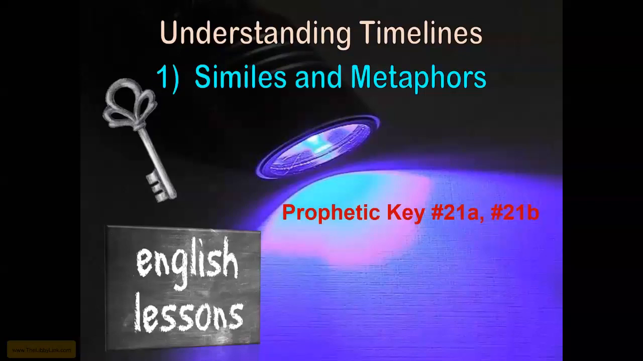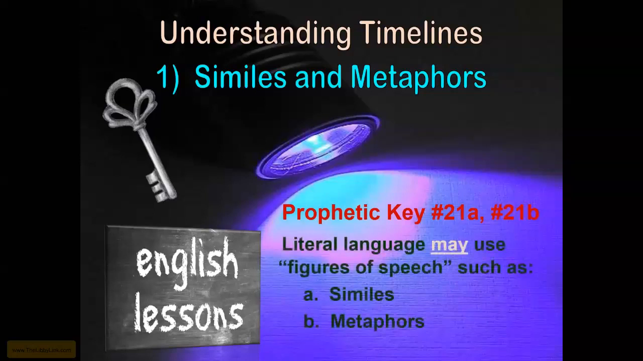Understanding timelines. The first part we are going to look at is the difference between similes and metaphors. We need to explain these terms with a very brief English lesson. Prophetic keys 21A and 21B are really important. Literal language may use figures of speech such as A, similes, and B, metaphors.